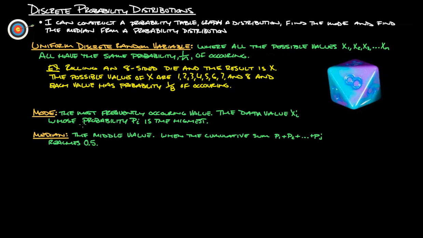Now, the mode is the most frequently occurring value, the data value x sub i whose probability p sub i is the highest. Just think of the mode as the most frequently occurring value. These xi and pi will make more sense as we dig deeper. The median is the middle value, when the cumulative sum of the probabilities, p1 plus p2 plus all the way up to p sub j, reaches 0.5, which is half.